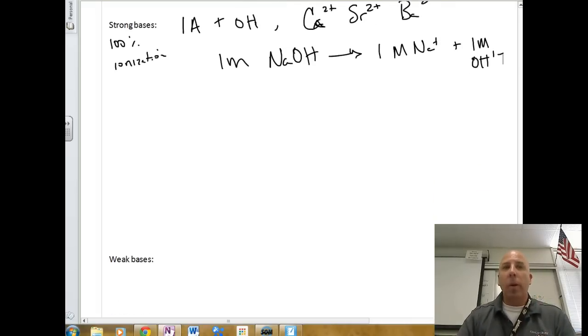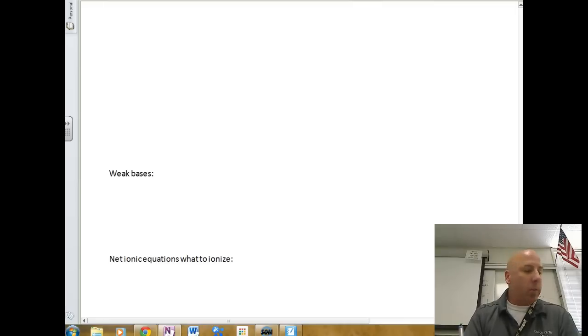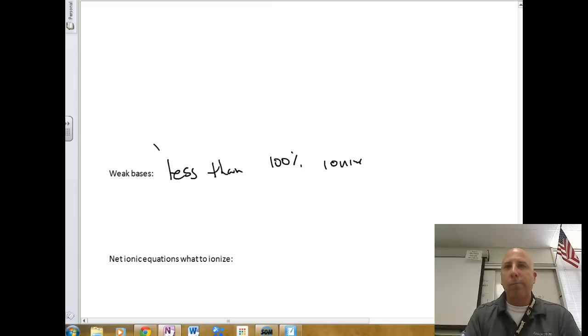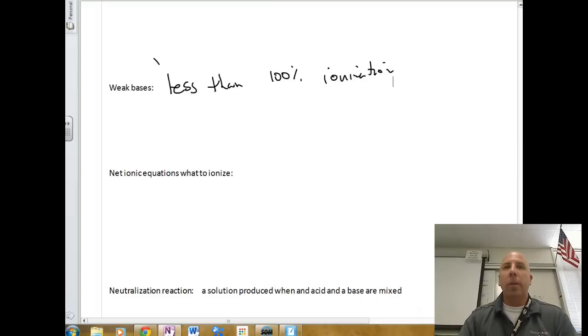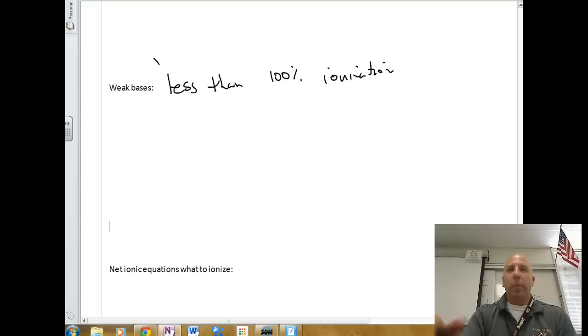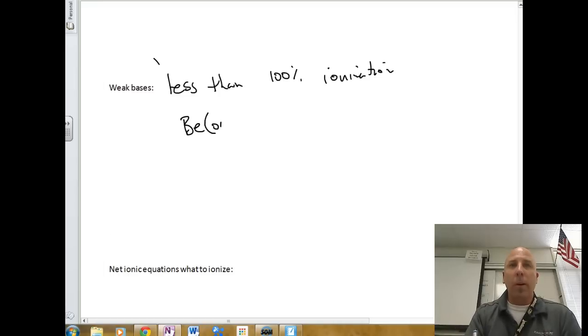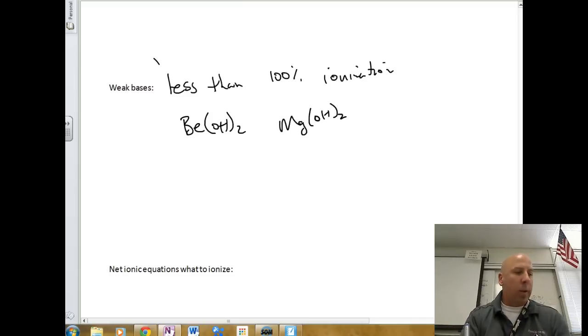So let's talk now about weak bases. Weak bases are going to be less than 100% ionization. Good examples of our weak bases are going to be everybody else other than the alkali metals plus calcium, strontium, barium. So real good candidates for the weak bases would be the beryllium hydroxides of the world and our magnesium hydroxides.